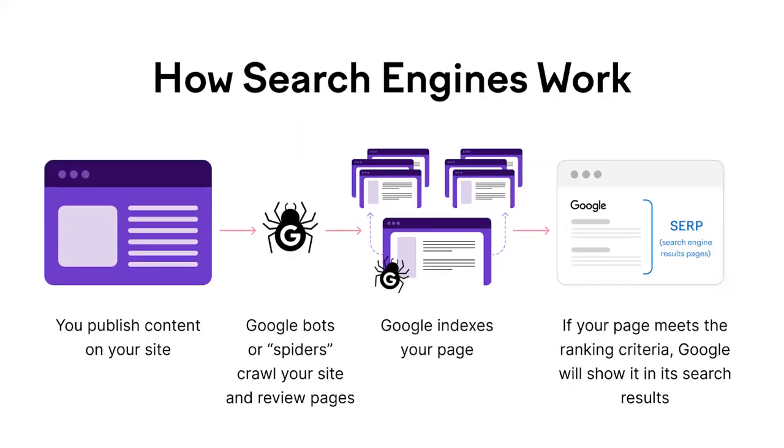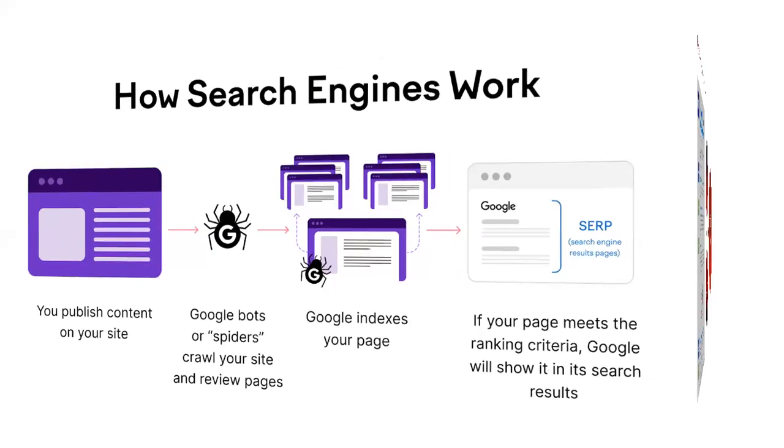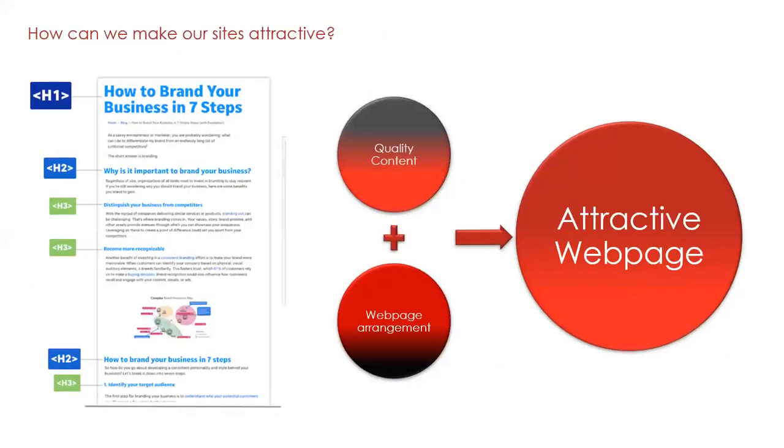Okay, that being said, how do these search engines actually work? First of all, let's say you publish a content on your website. Google bots or spiders, otherwise called crawlers, crawl your site and review pages. Google indexes those pages reviewed. If your pages meet the ranking criteria, Google will show it on its search results. Okay, that's really interesting. Now, let's look at what we can do to make our pages interesting so that Google can actually accept it and rank it and show it to our users.